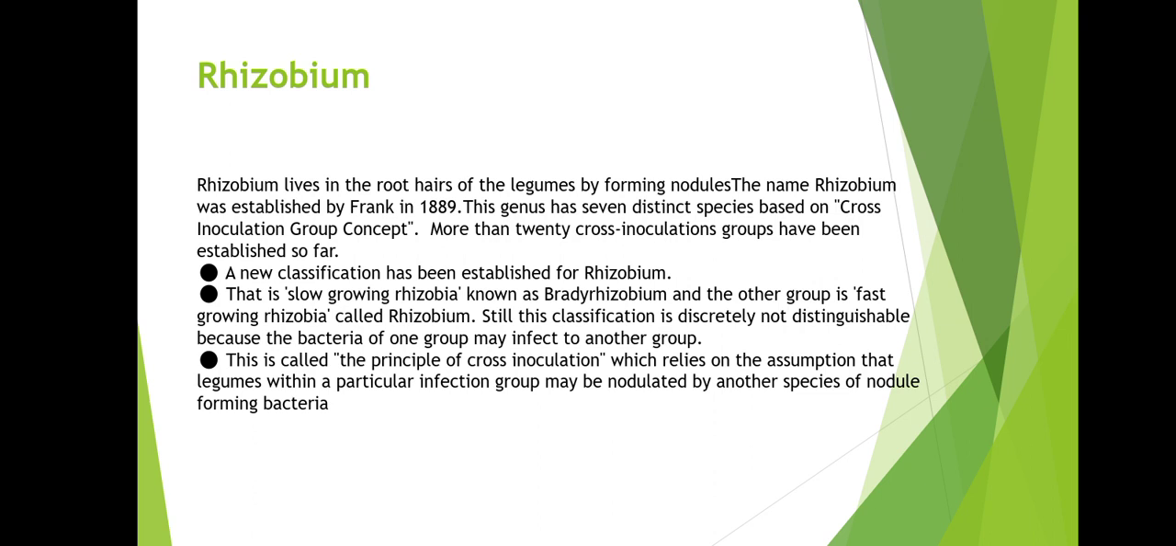Still this classification is not distinctly separable, because the bacteria of one group may infect another group. This is called the principle of cross inoculation, which relies on the assumption that a legume within a particular infection group may be nodulated by another species of nodule forming bacteria.